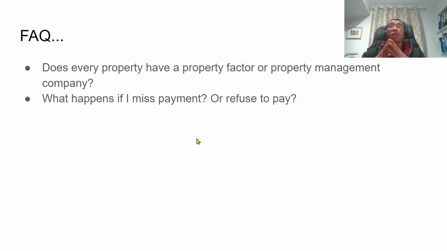What happens if you miss a payment or refuse to pay? Well, it's entirely up to the property factor company. They might start sending you legal letters, or some of them are a bit more lenient and might wait for a year. Now, ultimately, what can they do if you refuse to pay? They can put a charge on the property. What does a charge mean? It means when you come to sell your property, you have to settle the charge before you can sell it. Now, in my experience, I haven't ever had a property factor having to put a charge on the property.